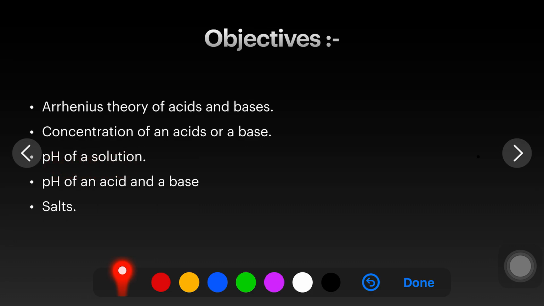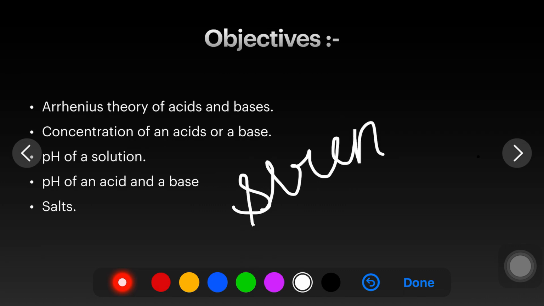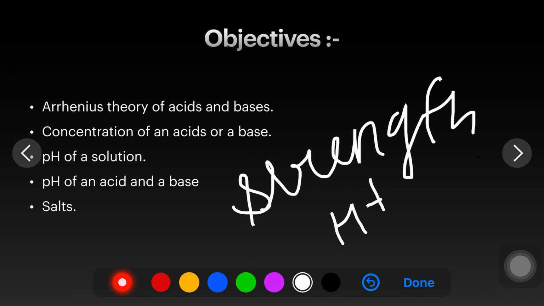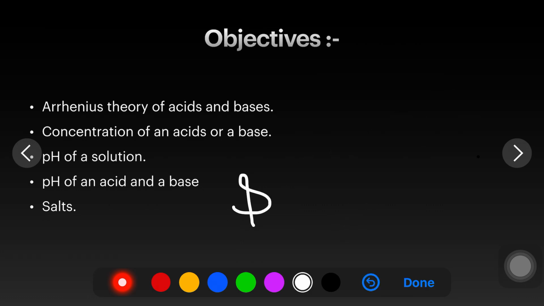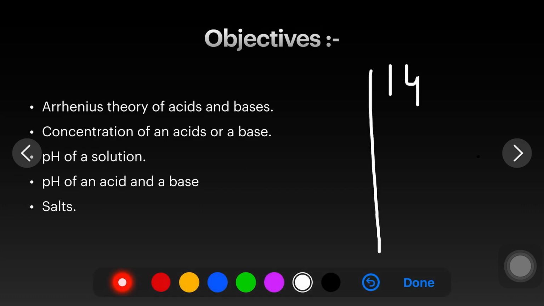Next is pH of a solution. As you know, pH stands for strength of hydrogen ion in a substance. Earlier we have studied about the pH scale that ranges from 0 to 14. That means if the solution has pH less than 7, it is acidic in nature, and if the solution has pH more than 7, that means the solution is basic in nature, or you can say it is alkaline in nature.